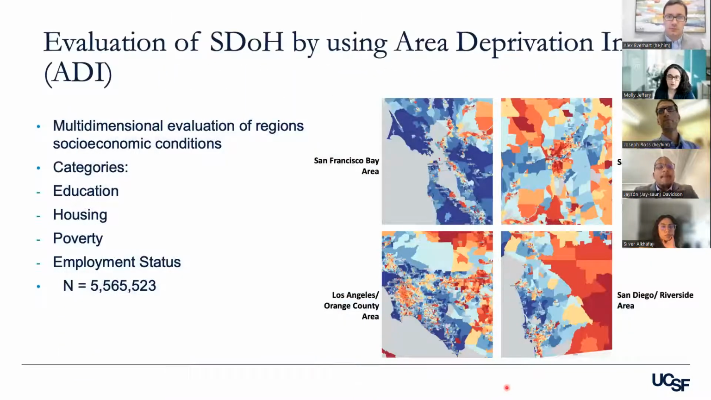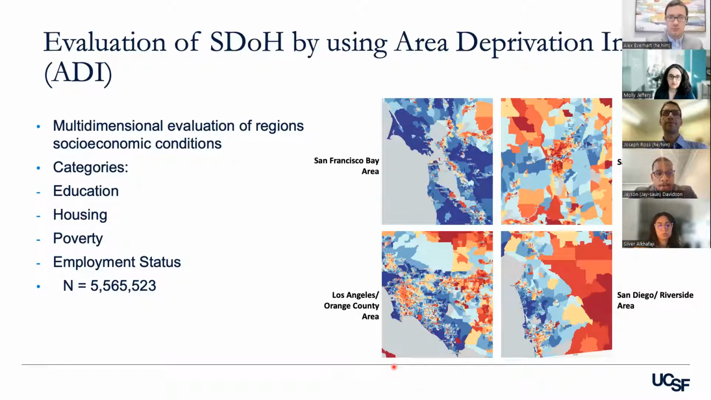We plan to do that by using the Area Deprivation Index. The Area Deprivation Index is a multidimensional evaluation of a region's socioeconomic conditions that are linked to health outcomes, comprised of 17 different calculated census tract variables categorized by education, housing, poverty, and employment status. ADI is important for this study because it will be used for, one, risk adjustment to improve predictive models at an institutional level, two, to identify high-risk patients, and three, to design better care pathways that will improve health outcomes across the board.